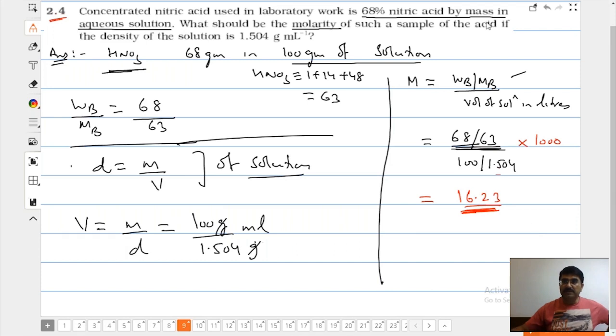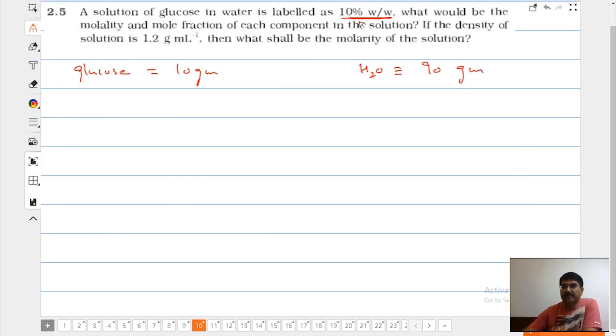Those who have not understood, can you understand? It is 100%. Total is 100. So glucose plus water is going to be 100 gram. What will be the molality?